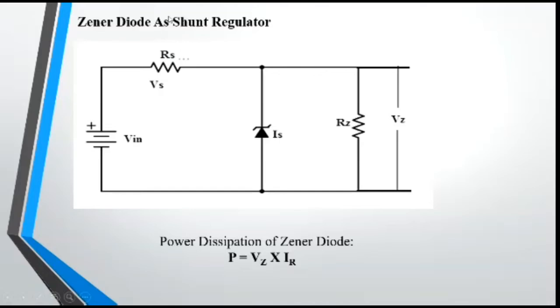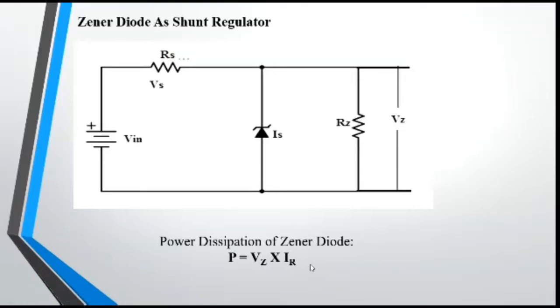Generally, the power dissipated is the multiplication of overall current and voltage values, as we all know that. Here, the power dissipation of Zener diode will be given as P equals Vz into IR, where Vz stands for the Zener voltage and IR stands for the reverse current.